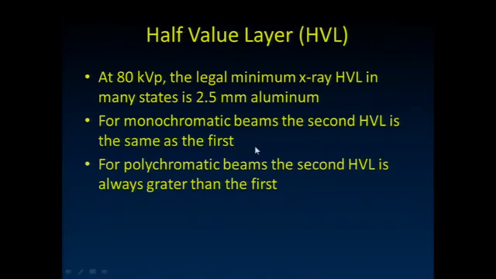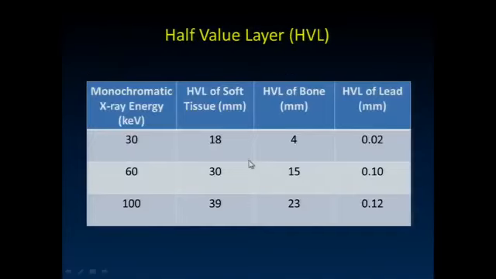We already mentioned that in most states there's this legal minimum. We talked about the fact that with monochromatic beams, the second half value layer is exactly the same as the first. In polychromatics, the second is always greater than the first. Here's the half value layer for some tissues. We've got monochromatic X-rays here, half value layer of soft tissue, bone, and lead. I just want to make a couple of points. Think about it at about 60 keV, which is kind of the average energy of the X-ray beam for an abdominal radiograph or so. The half value layer is 30 millimeters of tissue.